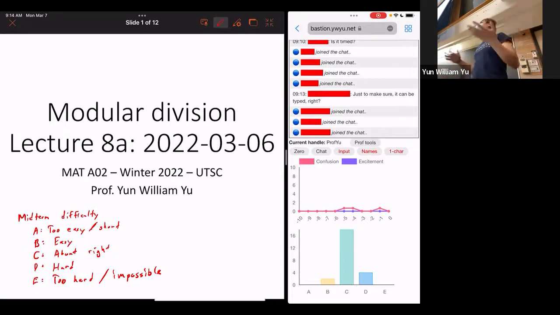Okay, so let's get started now. Welcome back, everyone, to MATA02, the magic of numbers. Today, we're going to be continuing on with modular arithmetic, and we're going to be focused on division today.